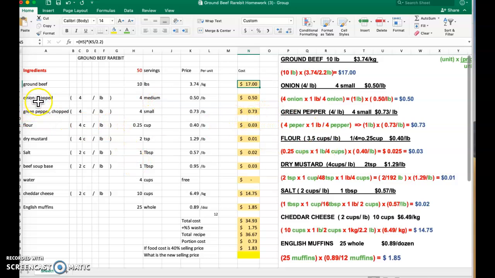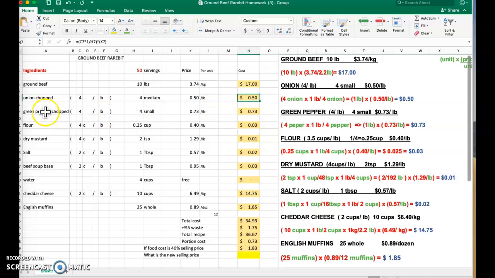So the onion I did a little bit different because the recipe calls for 4 medium onions. So here they give us a hint, which is 4 onions equals 1 pound. So we know that this equals 1 pound. So when you do unit times price per unit, you can cross cancel, and then we find 50 cents.